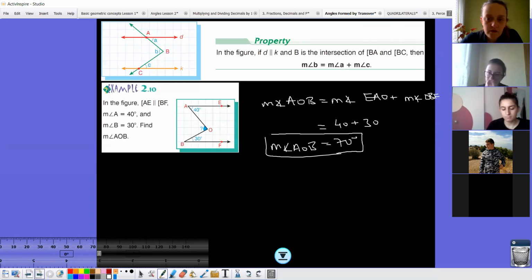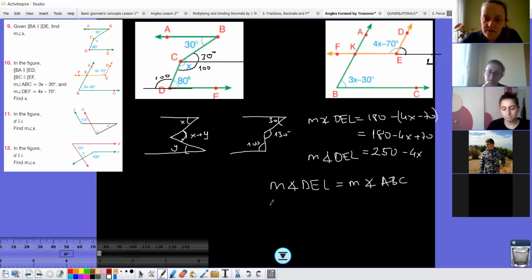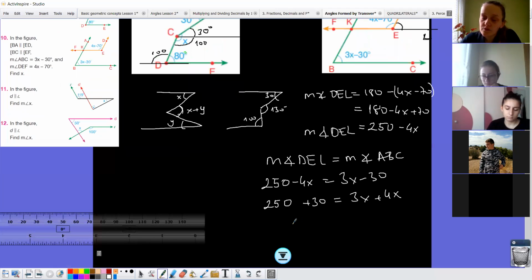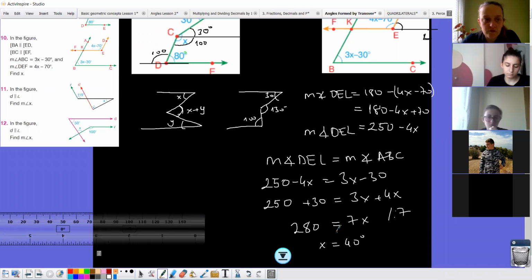Now, DEL is 250 minus 4x and ABC is 3x minus 30. Then, unknowns on one side, knowns on the other: 250 plus 30 will be 3x plus 4x. Now 280 is equal to 7x. When I divide by 7, x will be 40 degrees. So we are looking for x? Yes, we are looking for x.